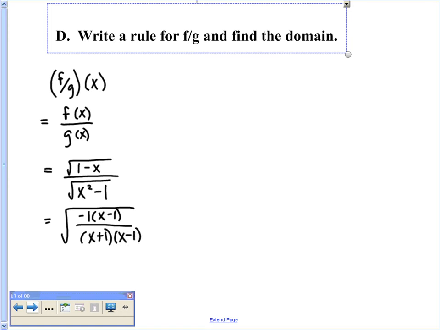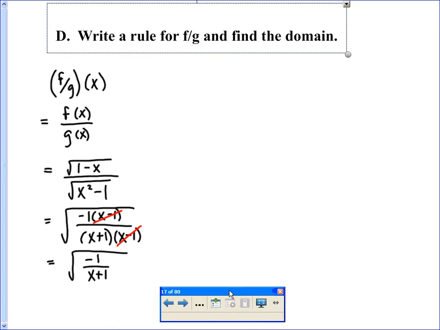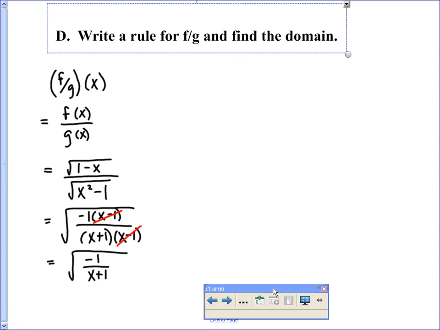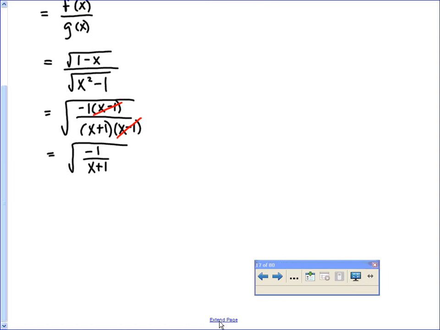So now again, you should see that the reason for doing that and factoring out that negative 1 is so that these two can cancel. And then once those two cancel, we have the square root of negative 1 over x plus 1. If the directions were to simplify, then you would need to simplify this by rationalizing the denominator, which I'll do in a later slide, but I'm going to leave it like this for now. It is not completely simplified, but now let's go ahead and talk about the domain.